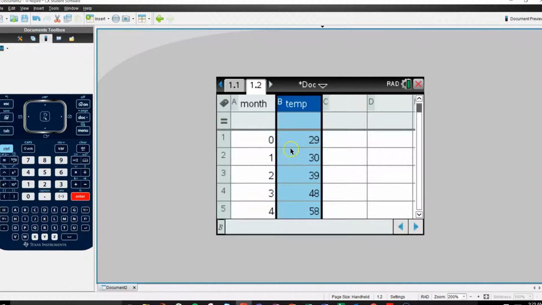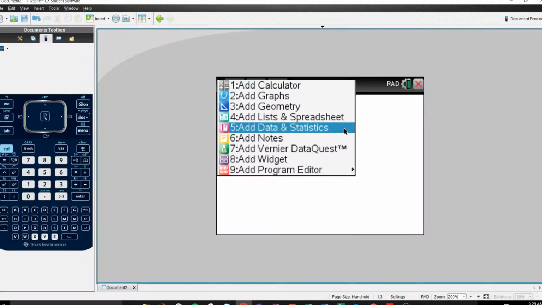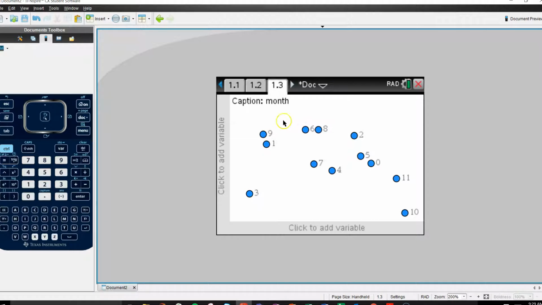Okay, so now you have all your data entered. So I'm going to create another page by doing Control Document, and I'm going to add a data and statistics page this time. Okay, once you do that, you'll see this random scatter plot of the data you just entered. That's okay, yours might look different than mine. It's just a random assortment of dots.